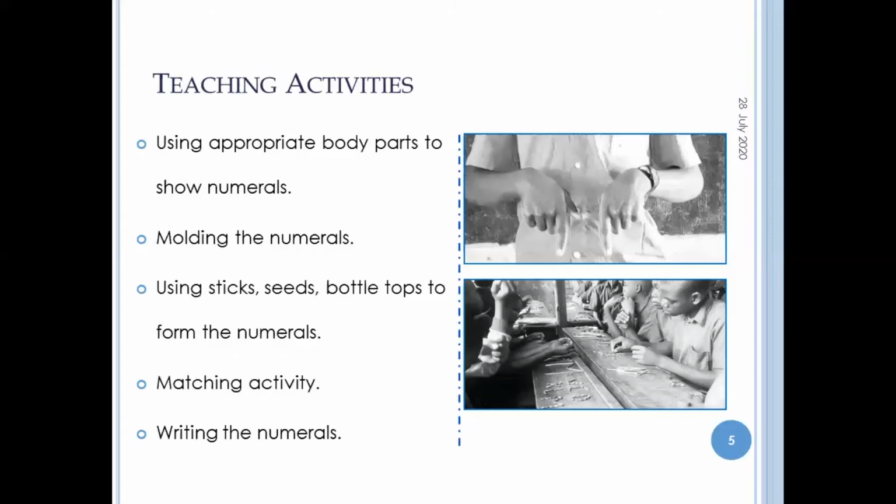Now, it is important for you to note that some activities are more appropriate for lower class learners and others appropriate for upper class learners. For example, it may be appropriate for both upper and lower to air write, but it may not be appropriate for upper to write on slates as well as writing on the ground. Writing on slates and writing on the ground will be reserved for lower classes.